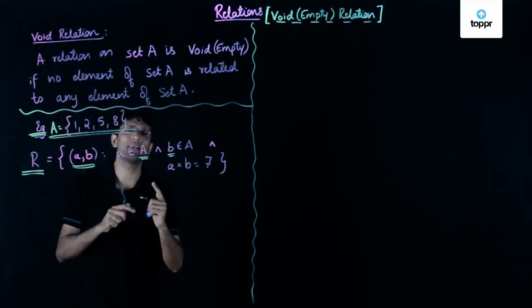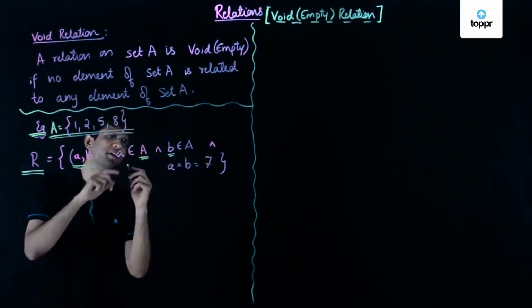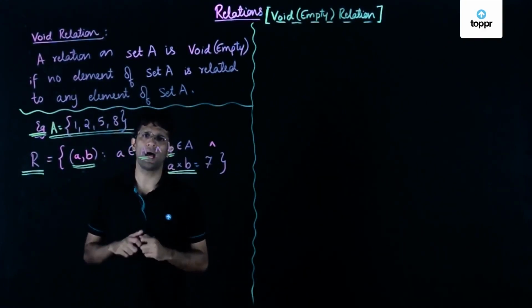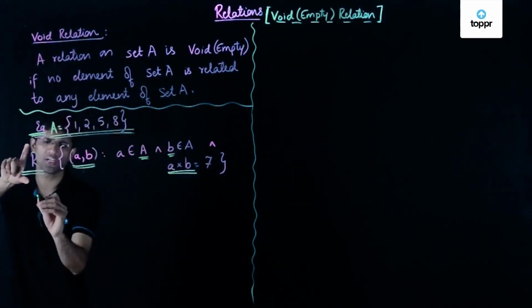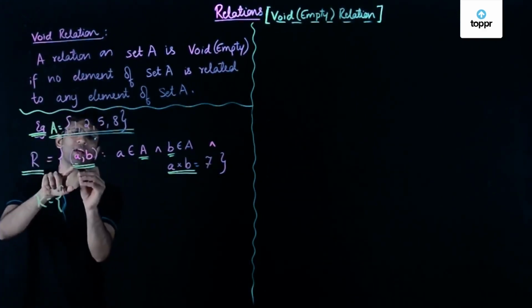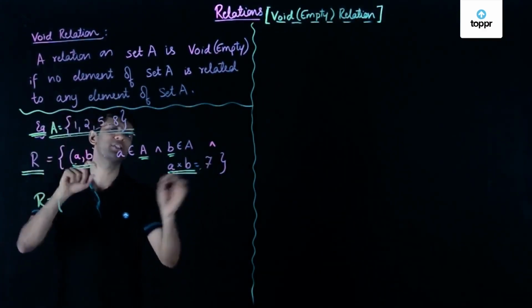But there is yet another condition to this, and the condition here is A multiplied by B is equal to 7. So now in this relation capital R, we have to find all ordered pairs of the form A, B such that A into B is equal to 7.